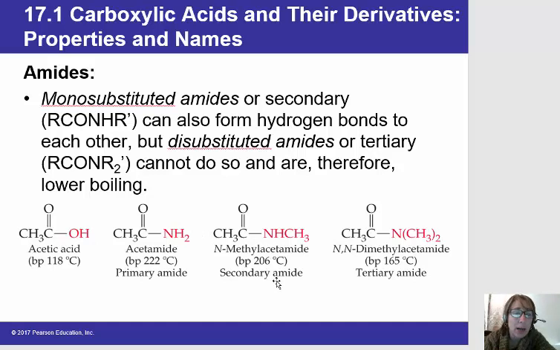N-methylacetamide, even though it has a higher molar mass, has a lower boiling point because it only has one hydrogen on this amide nitrogen that is able to hydrogen bond. And N,N-dimethylacetamide, even though it has a higher molar mass than either of the other two amides, has a lower boiling point because it is unable to hydrogen bond.